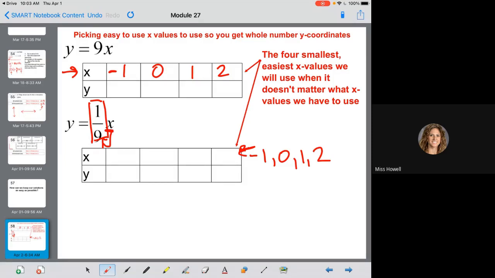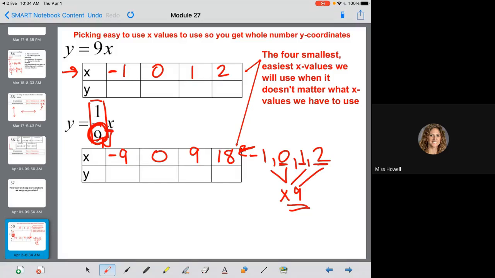So the trick here is you look at your denominator of the fraction and you multiply these x values by that number. That's going to give you the 4 smallest, easiest x values to use that will end up giving you perfect y's that aren't decimals or fractions. So instead of -1, -1 times 9, we would use a -9. 0 times 9 is still 0. 1 times 9 would now be a 9. And 2 times 9 would give us an 18. Those would be our 4 smallest, easiest x values to use that would give us perfect y's that aren't decimals or fractions.